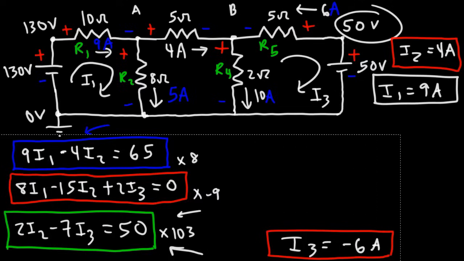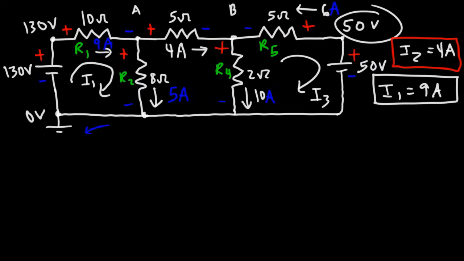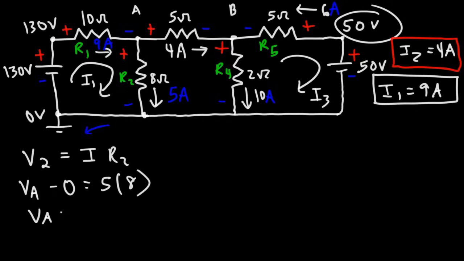Now let's calculate the electric potential at point A and B. To find it at point A, we need to find the voltage across resistor 2, which is the current that flows through it, times R2. So the voltage across resistor 2 is the difference between the potential at A and the potential of the ground, which is 0. The current that flows through it is 5, and the resistance is 8. So 5 times 8 is 40. So that is the electric potential at point A. So I'm going to highlight this in green.